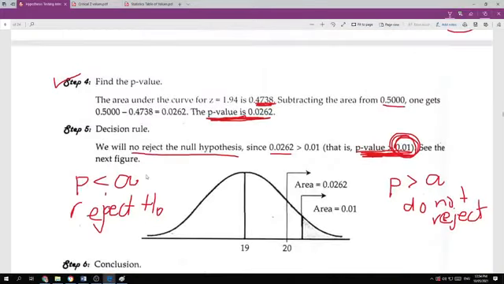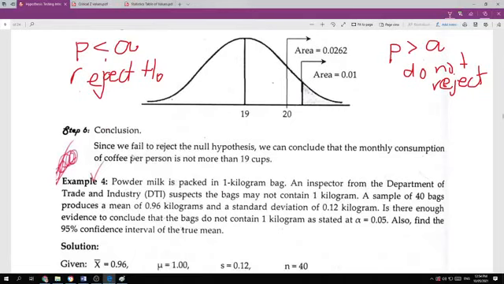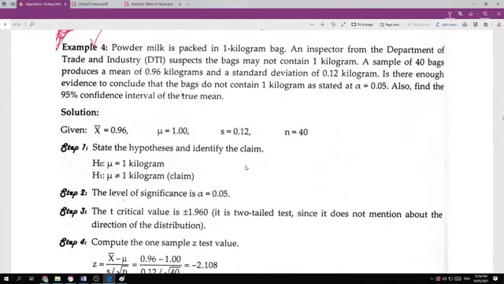So meaning, if you will be making your decision now, you conclude, so we fail to reject the null hypothesis. Fail to reject means do not reject the null hypothesis. So we will be having this conclusion here. We can conclude that the monthly consumption of the coffee per person is not more than 19 cups. Okay? Is this clear, by the way, Section Galileo? Yes, sir. Okay, let's go to example number 4 now.